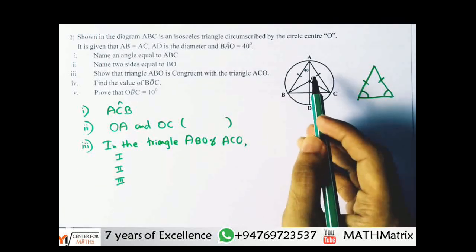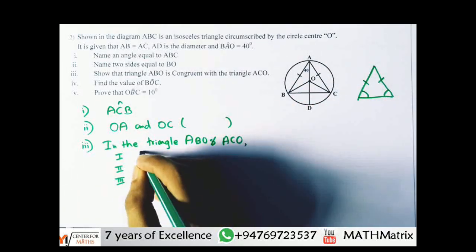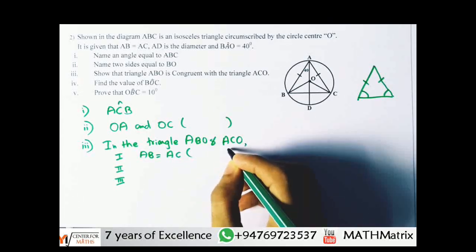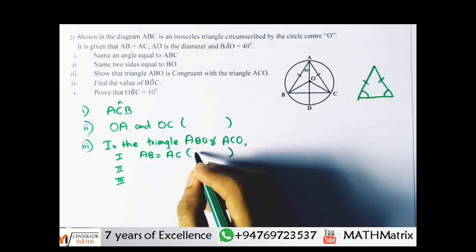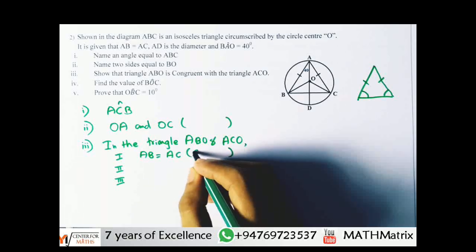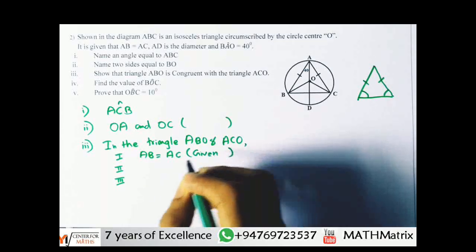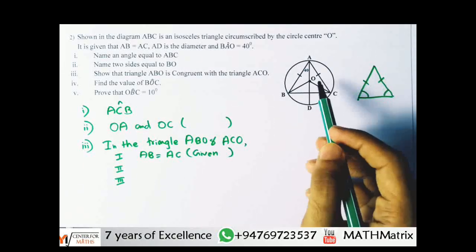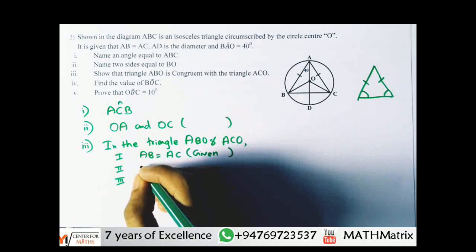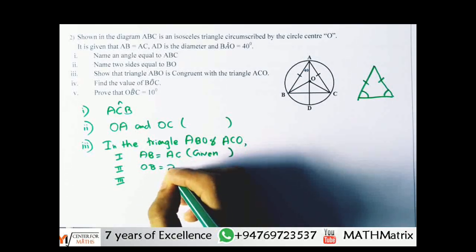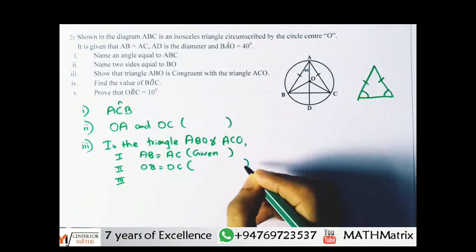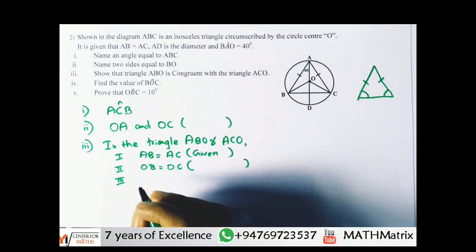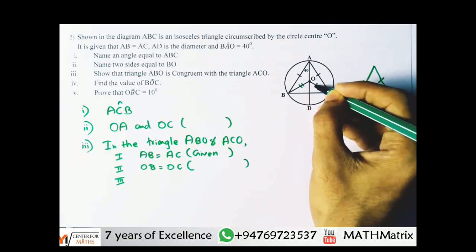Here the first proof is, already they have given AB equals AC. And what's the reason? Given or data. And the second one is, we can say that OB equals OC. What is the reason? Already proven, or radius of the same circle. You can give the same thing: radius of the same circle. OB equals OC, so now these two sides are also the same.